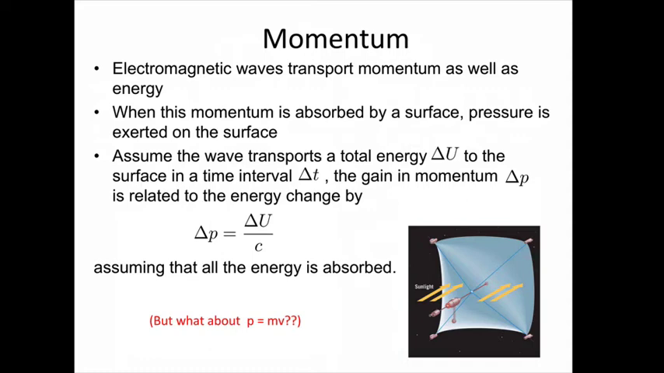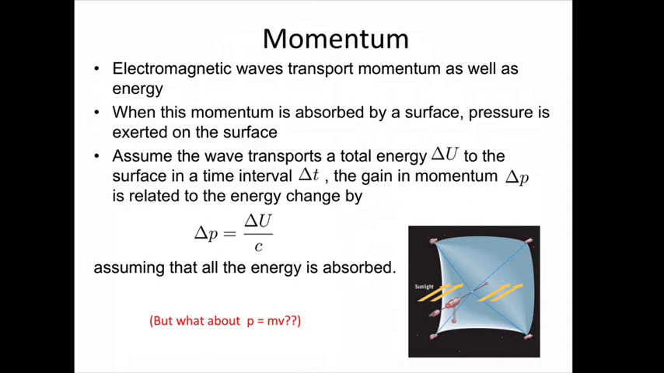Now, you're probably thinking that if something doesn't have any mass, it can't have momentum, because we all know the equation for momentum is p equals mv, mass times velocity. However, it turns out that since electromagnetic waves have energy, that has the same effect as if they had mass. In fact, Einstein later formalized this by saying that mass and energy are equivalent.